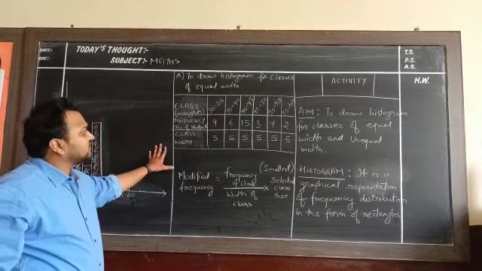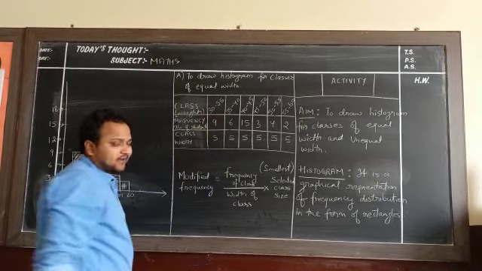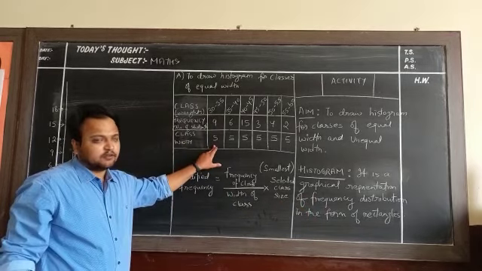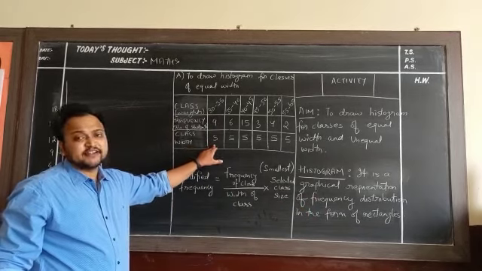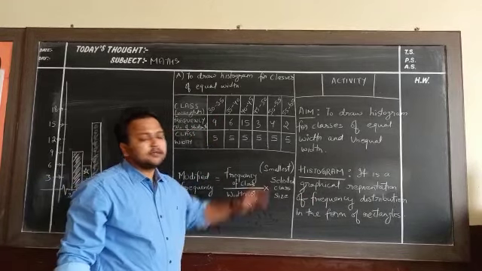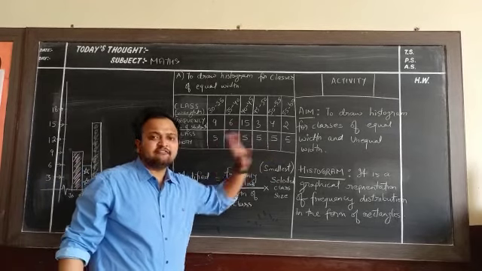Now class width is the width of the class, that is upper limit minus lower limit. If I subtract 30 from 35, I will get 5. So this is our class width. Here the interval is regular, therefore all the 6 columns have same class width, that is 5, 5, 5, 5, 5, and 5.